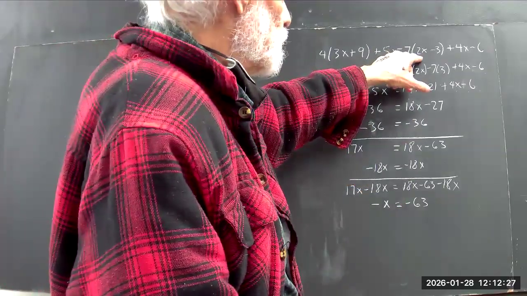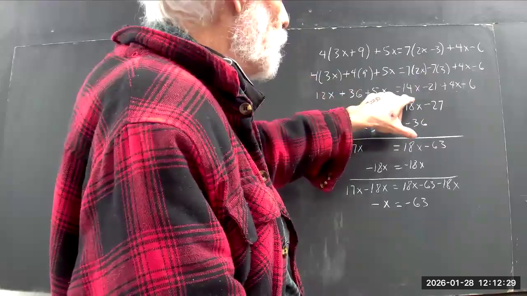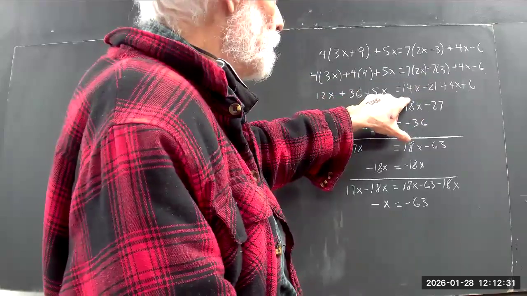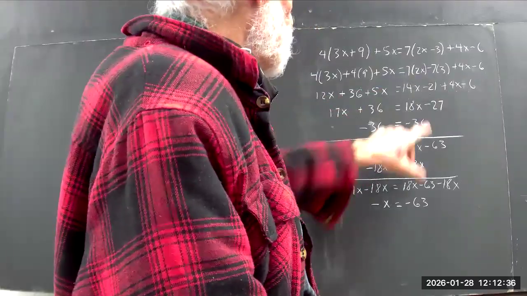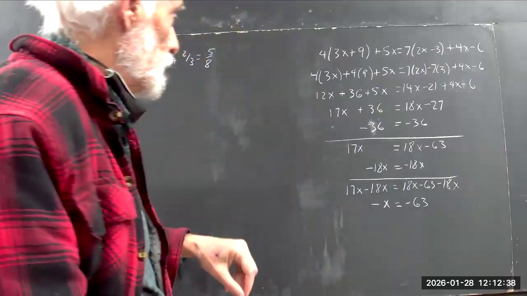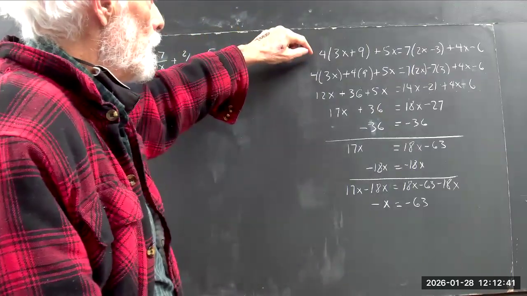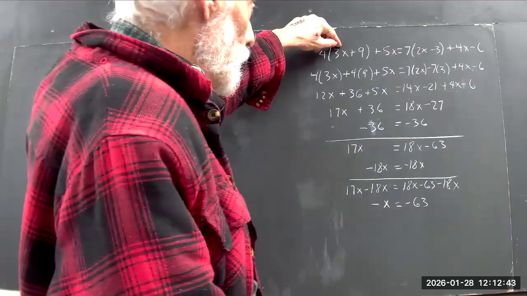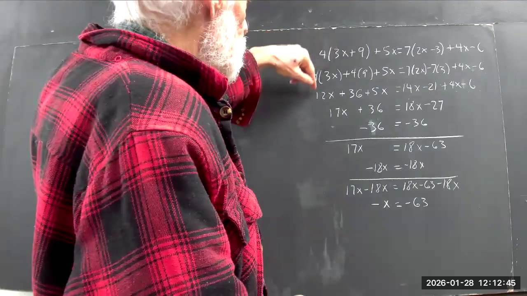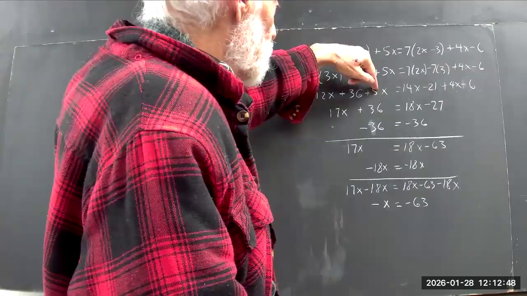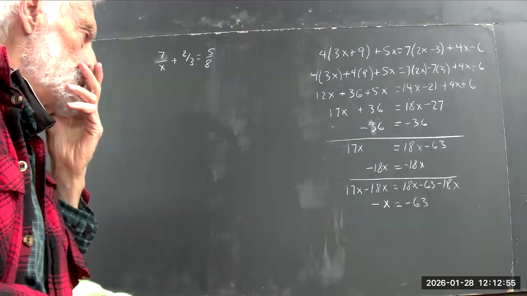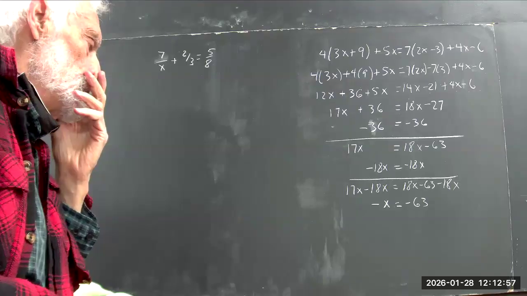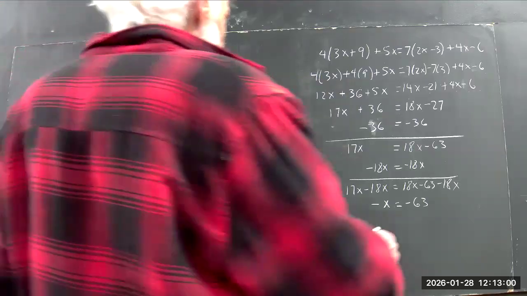7 times 2x in the first step gives us the 14x we have in the third step. And then we have a plus 4x, and that gives us 18x. On the left-hand side, we check that pretty carefully. The 4 times the 3x gives us 12x, and our 5x is still there, and that gives us 17x. So it appears that this is going to work out.